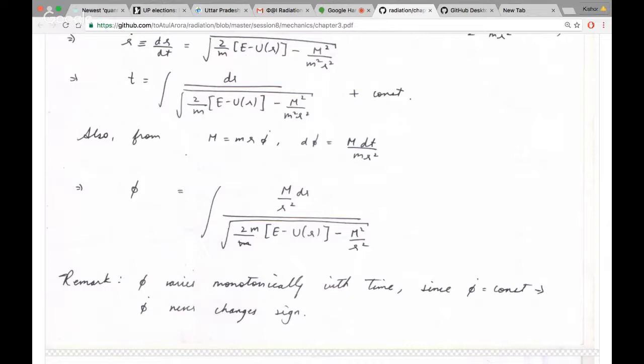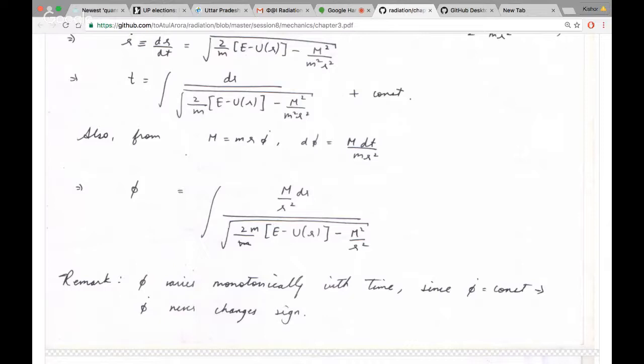Okay, so we have this equation: t equal to integral of dr by something plus constant. From this equation we get t as a function of r, or r as a function of t. Next I have capital M equal to small m r squared phi dot. Using this constraint I can get phi as a function of t, which is the next equation, or phi as a function of r.